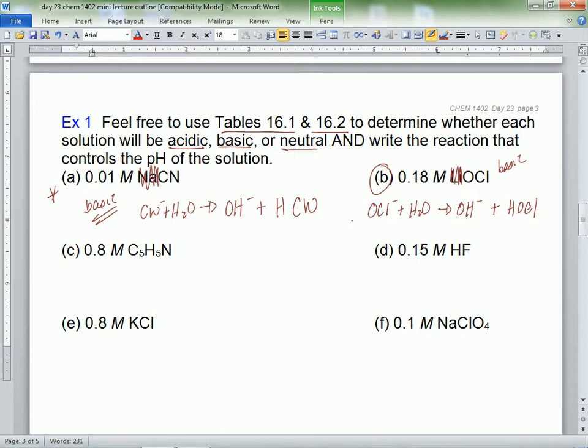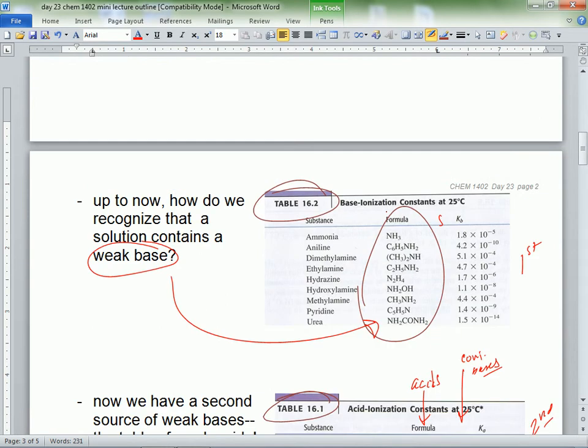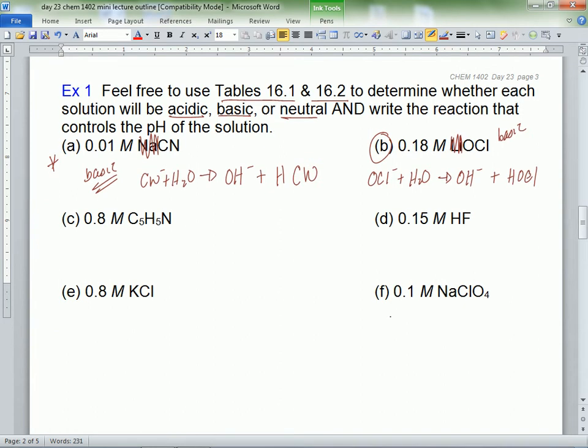So he's got to be acidic, basic, or neutral. You just found him in the base table. Oh, yeah, that's true. Right? So did you find that compound? Hopefully you found him in the base table. C5H5N, did you find him? He's right here. Yeah, I already found him. So acidic, basic, or neutral? Basic, because he's in the base table. Got it. Okay, so basic, and then go ahead and write the reaction form that controls the pH. Do that for D, E, and F.